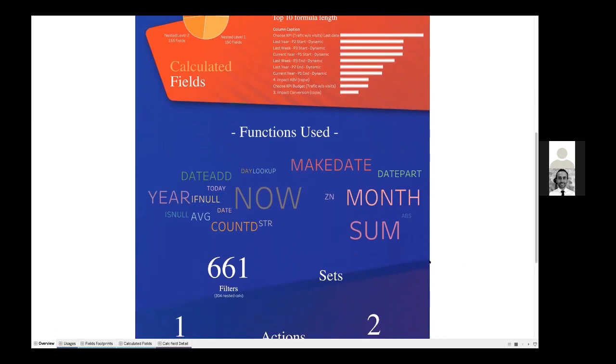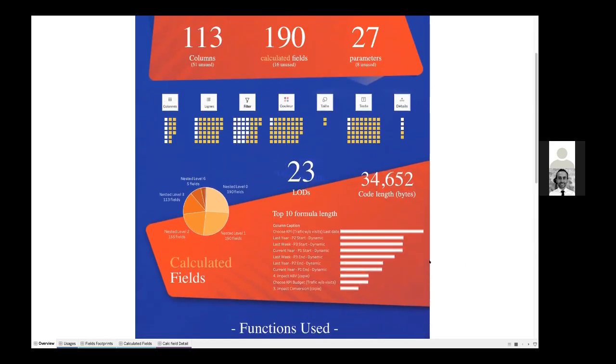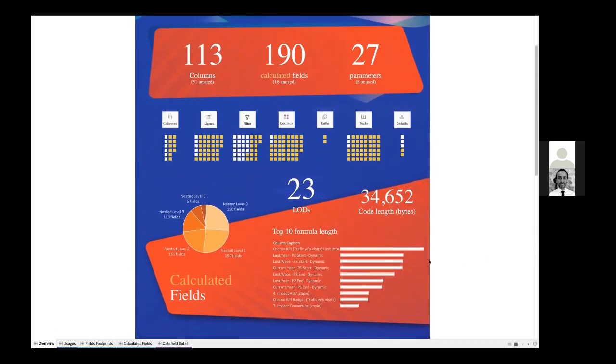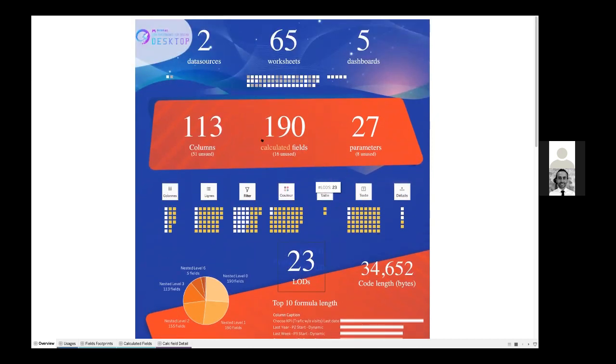So obviously there's a lot going on. There's a lot of areas to investigate, but for the sake of this demo, let's try to focus on one or two. For instance, if we go back up, we know, because it's one of Tableau best practices, that the number of filters and parameters that are being used within the visualization can have a large impact on the dashboard performance. And here you see there is 113 columns, 190 calculated fields, 27 parameters, and this is quite a lot.